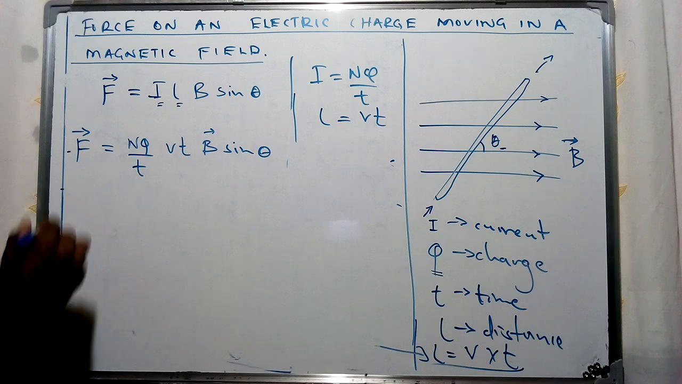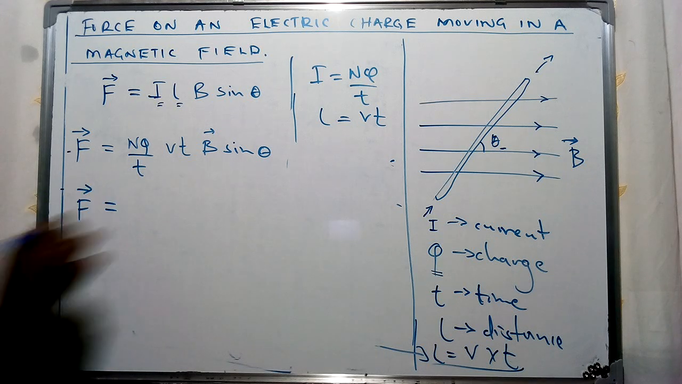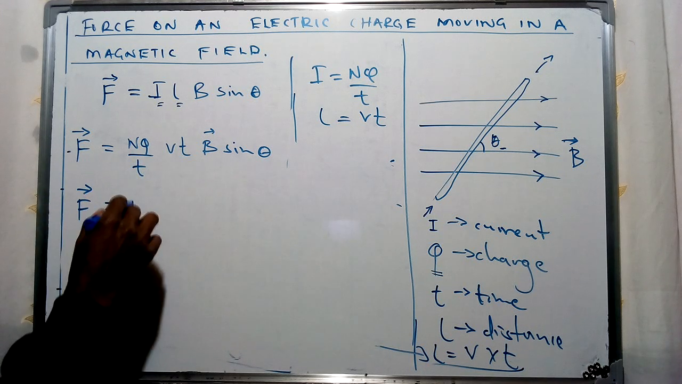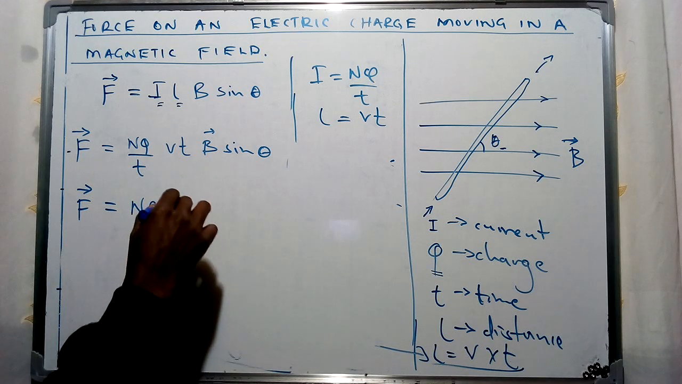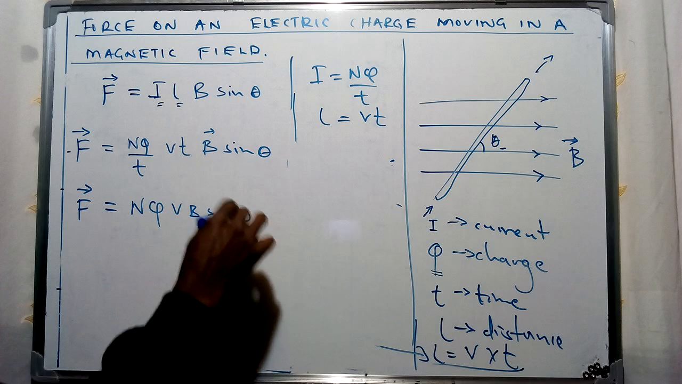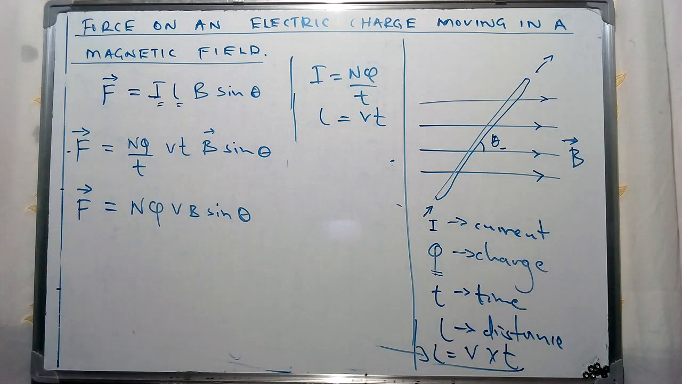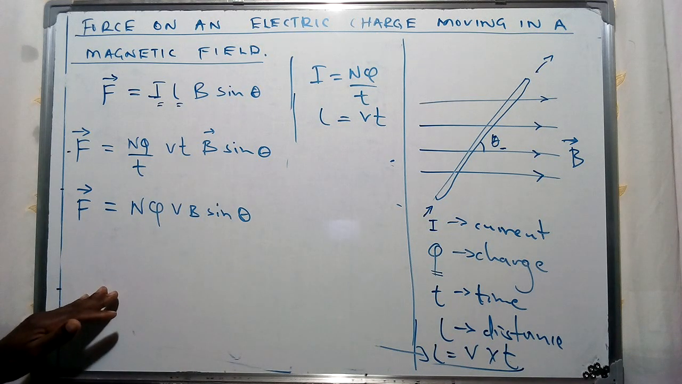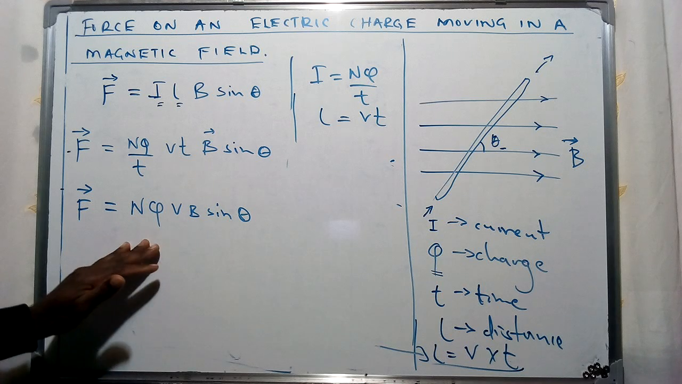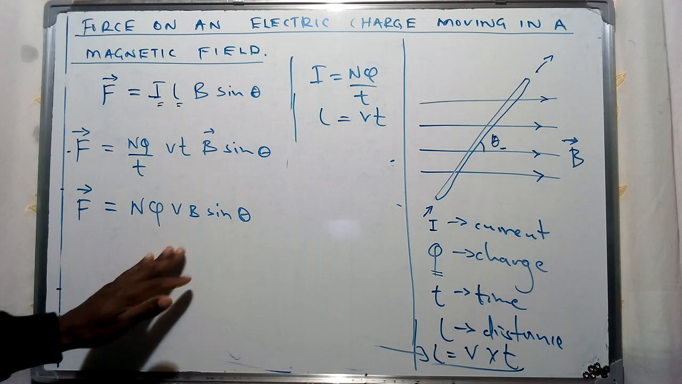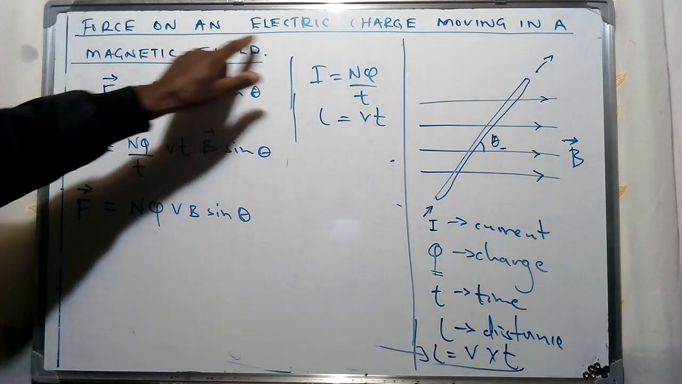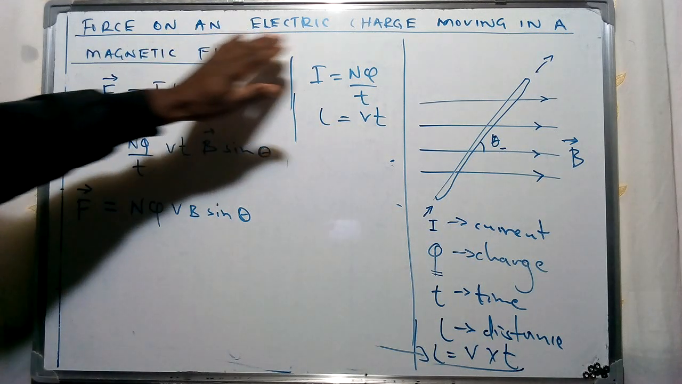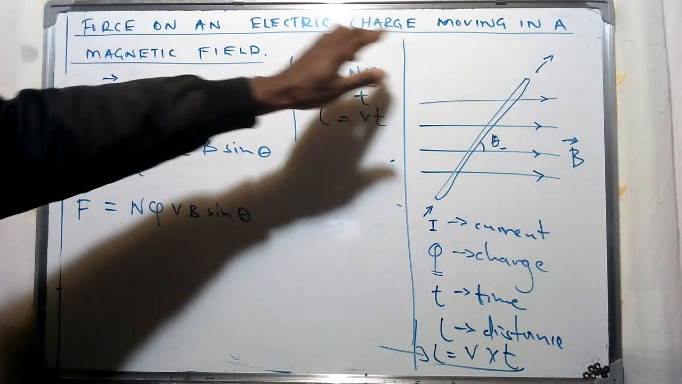And in this case, we can have a simplified version of this formula, and that is going to give us nqvB sine theta. So this is going to give us the force on one particle, or rather the force of n particles moving in this magnetic field. So we're going to look at the force on a charge moving in a magnetic field.